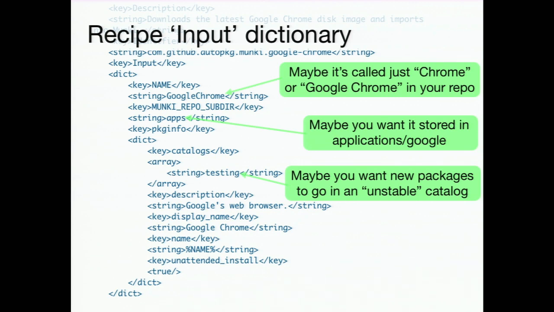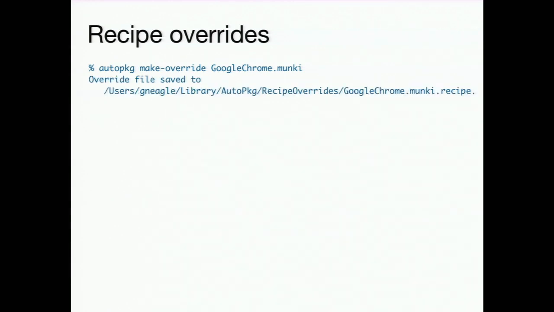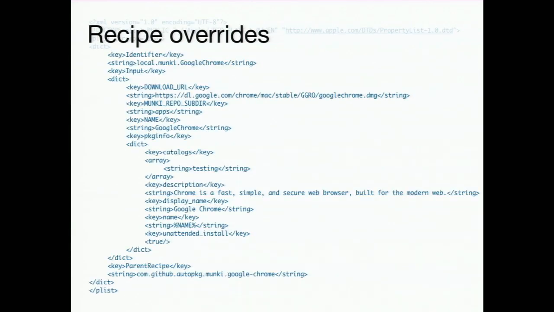So there's a feature that kind of avoids that, and we call that recipe overrides. It allows you to take an existing recipe and override the inputs to meet your needs while still keeping the rest of the recipe, the main recipe. So you can customize a recipe without actually having to change the original recipe. And you do that by typing AutoPkg make override Google Chrome, and it tells you where it saved a file. Open that file in the text editor. Hope you're not too scared of editing plists.